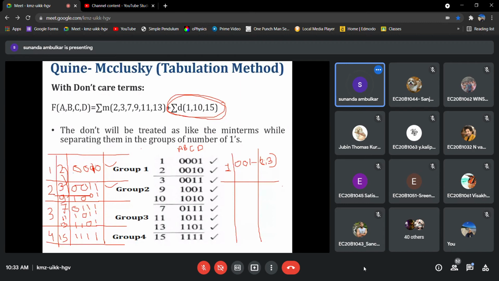Then 2 and 9, which is also in group 2. We will compare 2 and 9: 0, 0, 1, 0 and 1, 0, 0, 1. It's not possible. Then we'll see whether 3 with 7 is possible or not. In group 1, only one member is there.